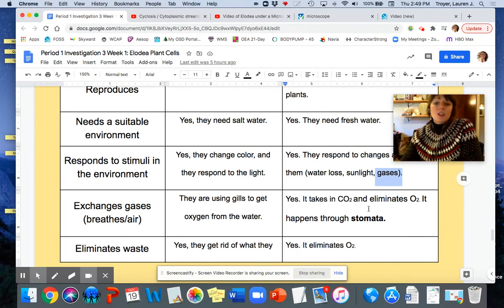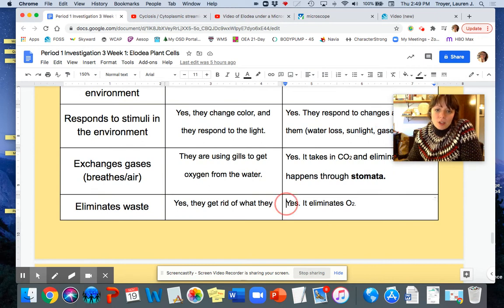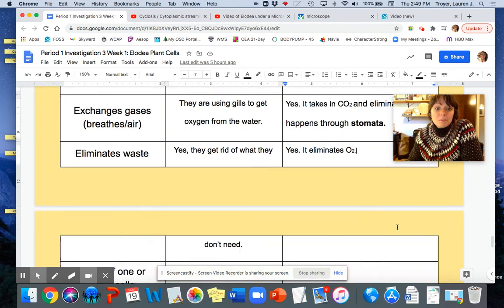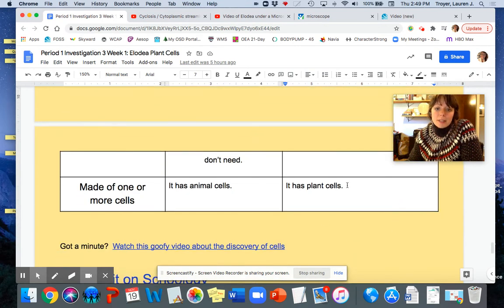Does a plant exchange gases? Yes, it takes in CO2 and it eliminates oxygen, which is really convenient for all the animals out there, including us, right? We need oxygen and we eliminate CO2. And does it eliminate waste? Yes, it eliminates oxygen. And that's a waste product that we really couldn't live without. Finally, is it made of cells? It is made of plant cells.